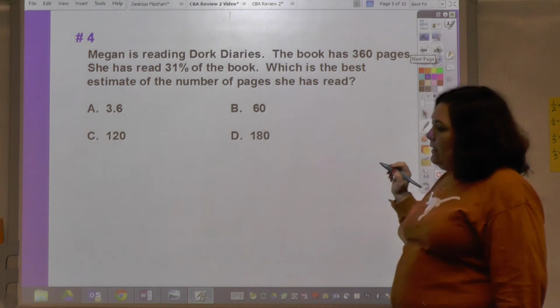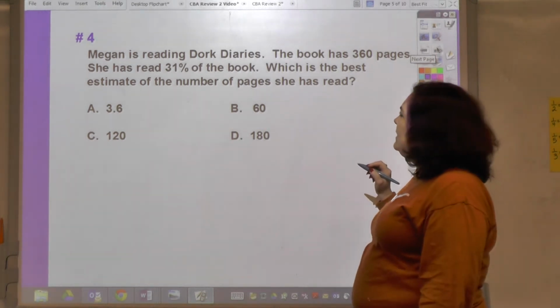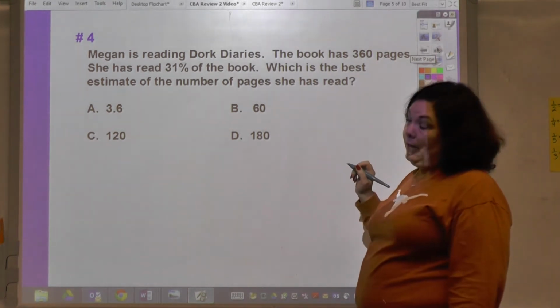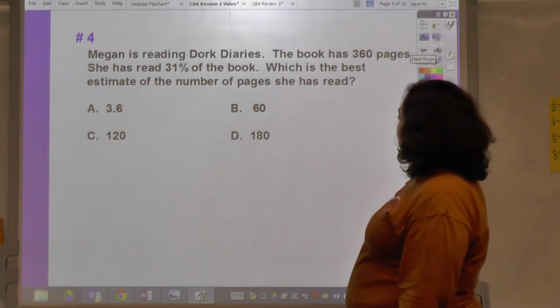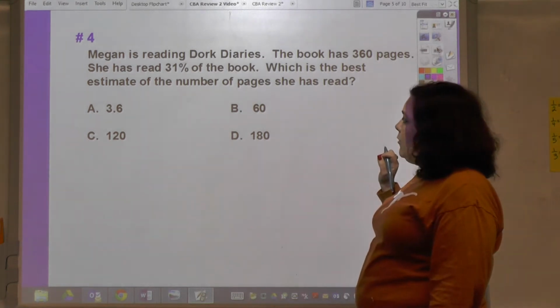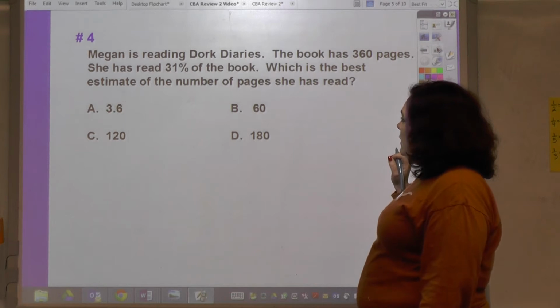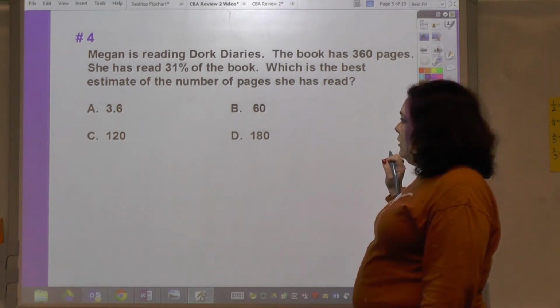Number 4, Megan, my daughter, is reading Dork Diaries. The book has 360 pages. I don't think it has that many pages, but let's just go with it. She has read 31% of the book. Which is the best estimate of the number of pages she has read?